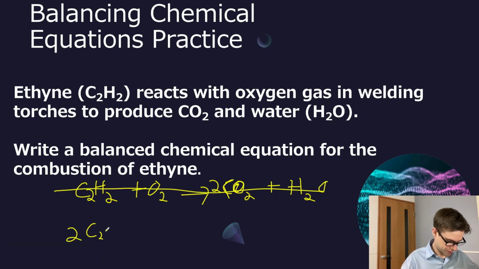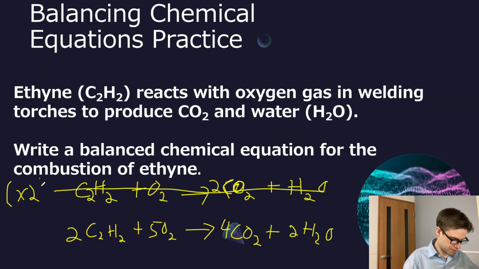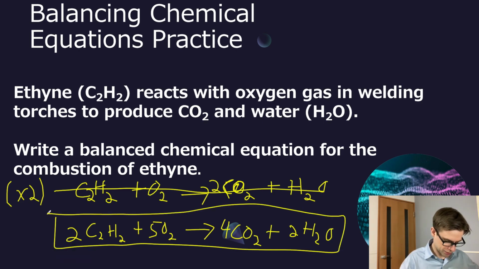So 2 C2H2. I was going to write 5 over 2, or 2.5, but instead, multiplying everything by 2, I can write this as 5O2. I'm not writing states here, I just don't think it's that important. So I had 2 CO2, it's going to actually become 4 when I double it. And I had 1 water, but I need to double that as well. Okay, so I had to double this to get whole numbers. And then that should be the balanced equation with the lowest possible whole numbers.